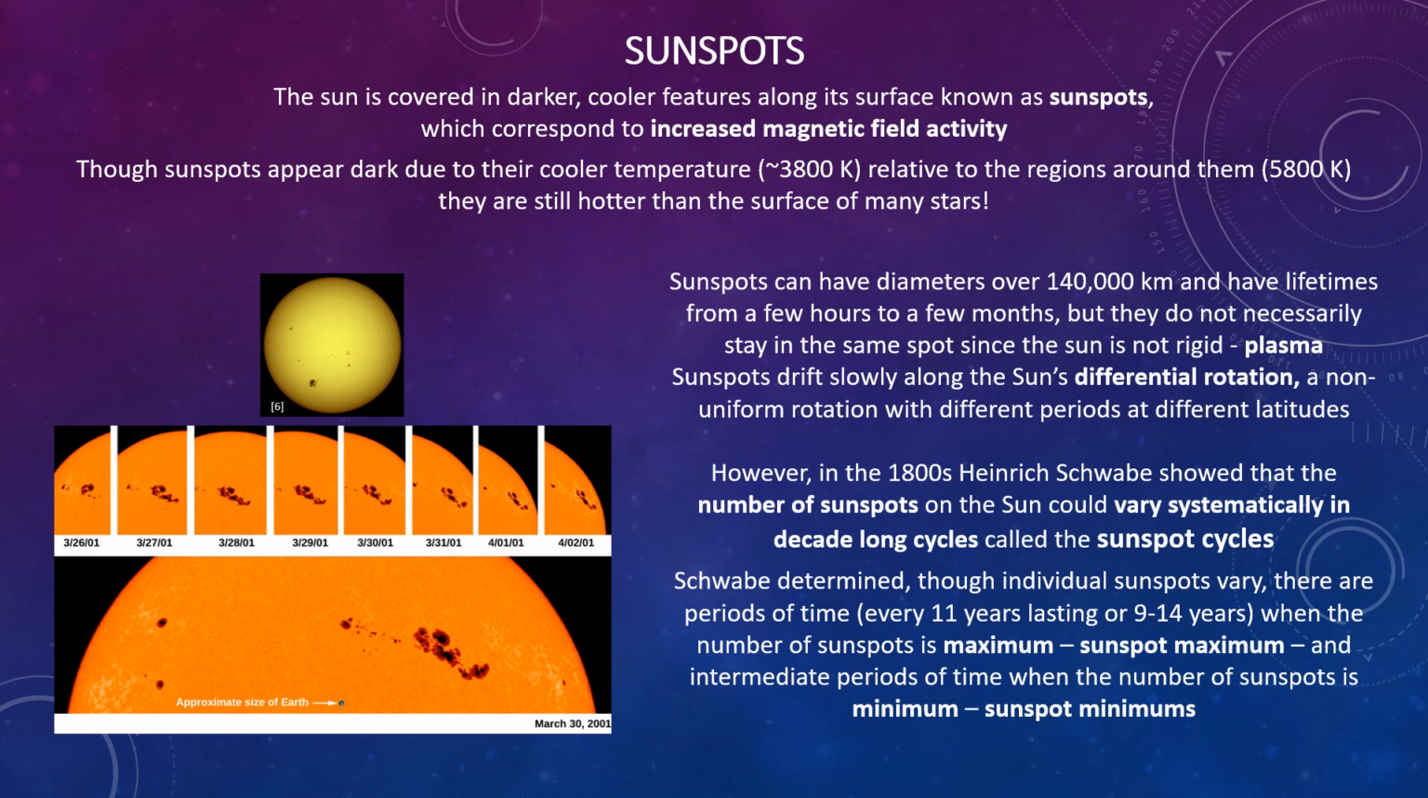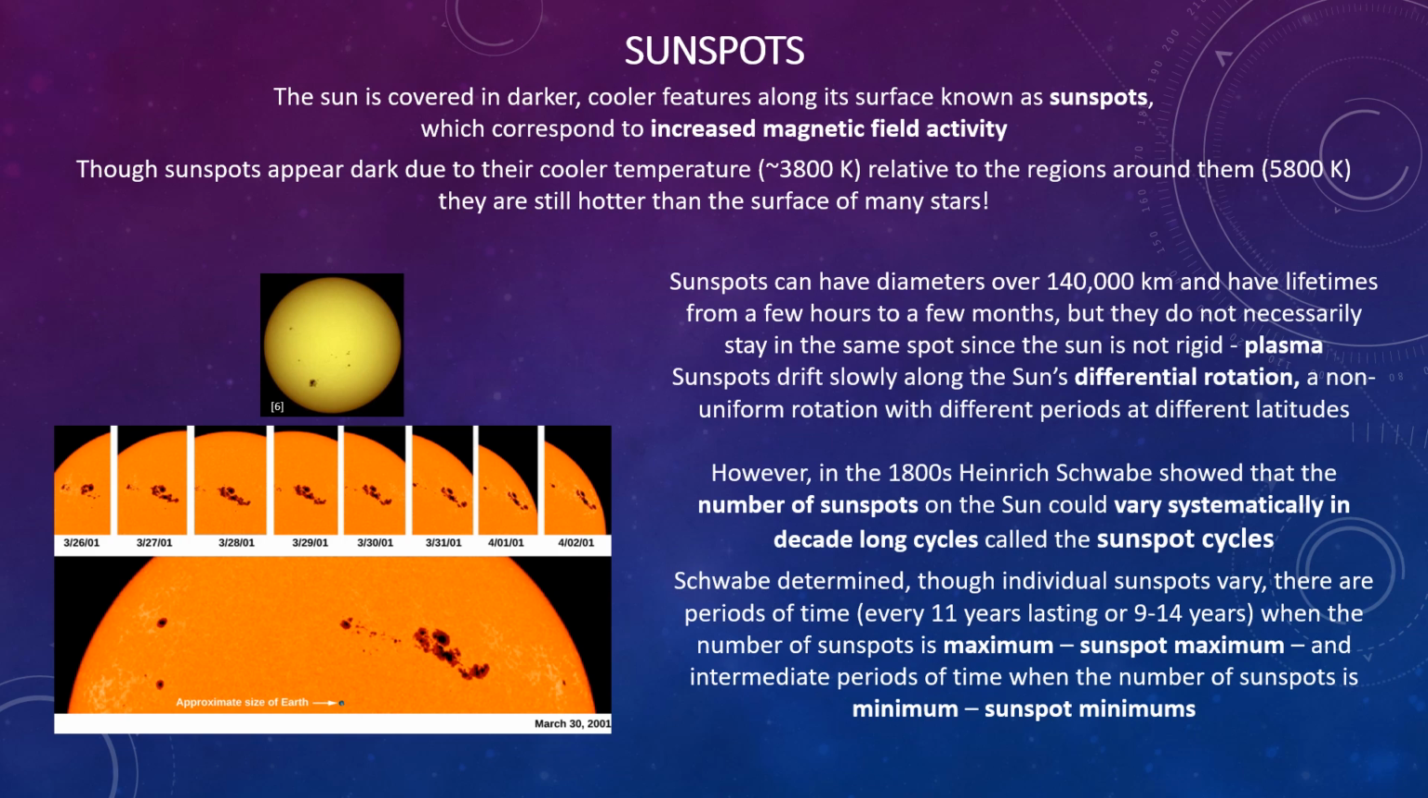So now we can talk about sunspots. You may have heard of sunspots before. They are these darker regions on the sun, which are little spots. And so they are caused by increased areas of magnetic field activity on the surface. So they appear darker because of their cooler temperature relative to the regions around them, but they are still incredibly hot and hotter than the surface of many smaller stars.